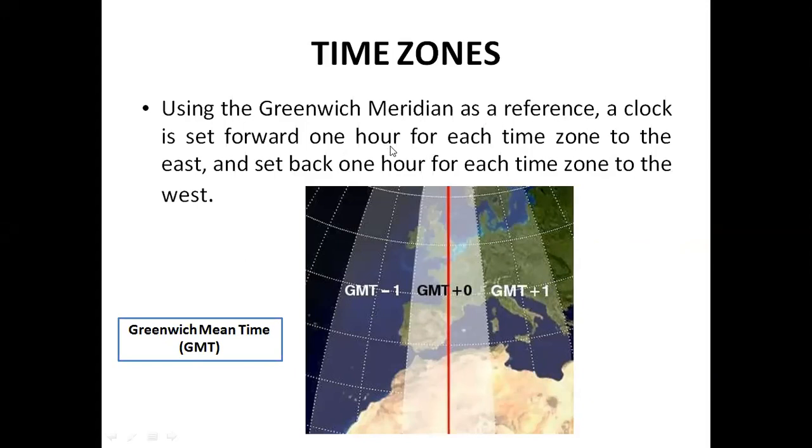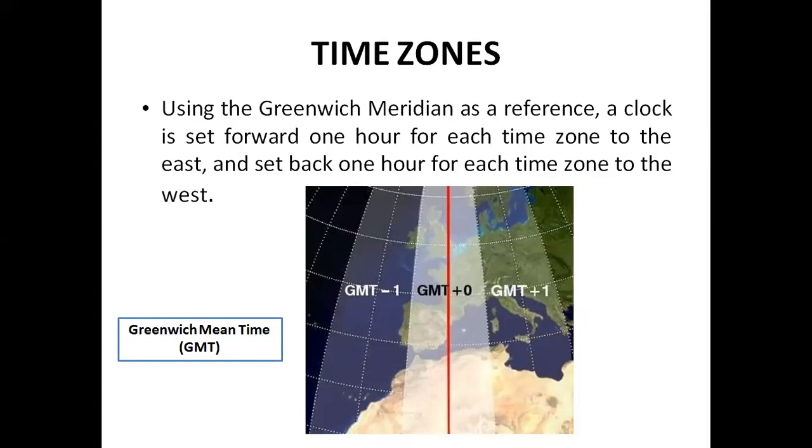Clock is set forward 1 hour for each time zone to the east, and set back for each time zone to the west. So which side you are going to, right? That would be a thing. Tell me, if you go from India towards Australia, what will happen? And if you go from India towards Europe or America, what will happen? Just as you consider GMT, you may consider our standard meridian for India. So that's what you have in the time zones.